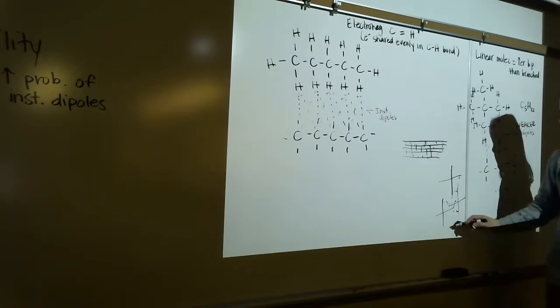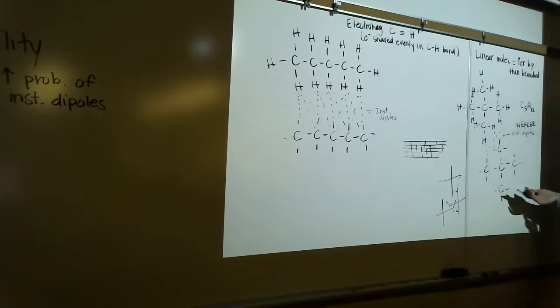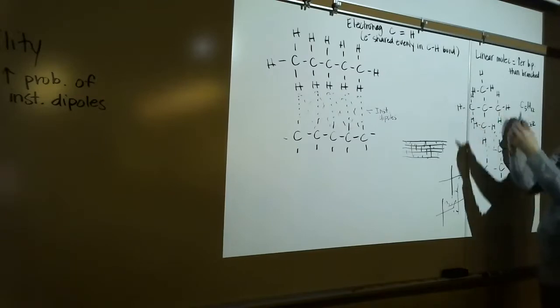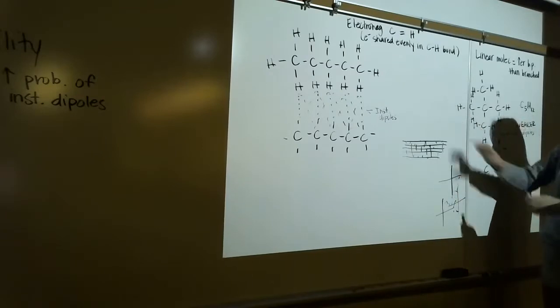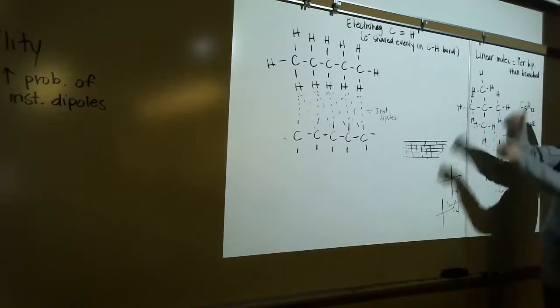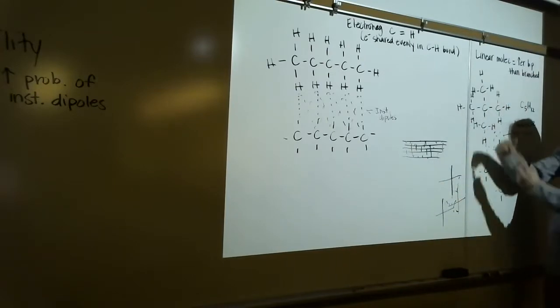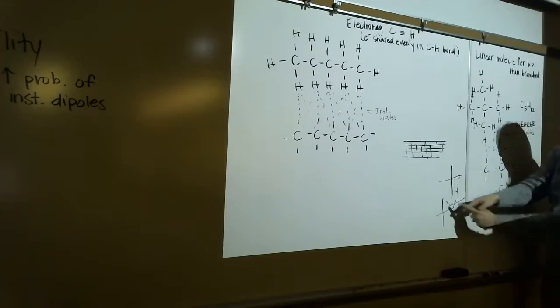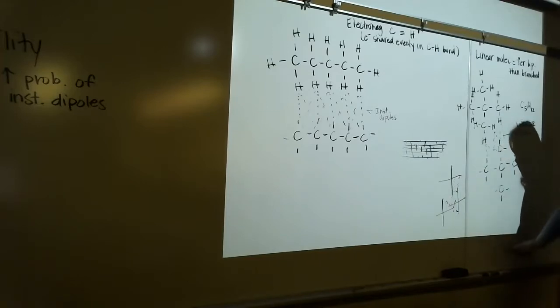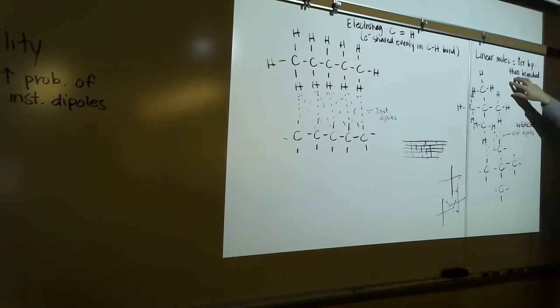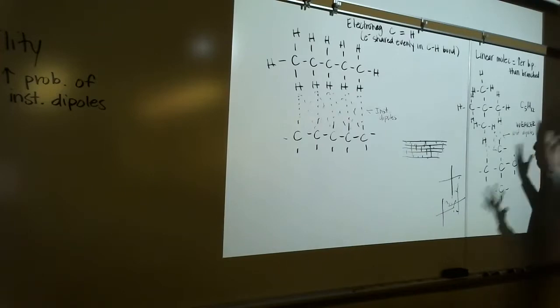So do you see how the shape plays a role in the instantaneous dipole? If they can stack on top of each other nice and neat, it's like pulling apart strips of Velcro. They're just piled on top of each other. Whereas this, they're only going to be attracted when they're close enough to be in proximity to each other. So the trend is that linear is going to have a higher boiling point than branched, if they're both the same size.